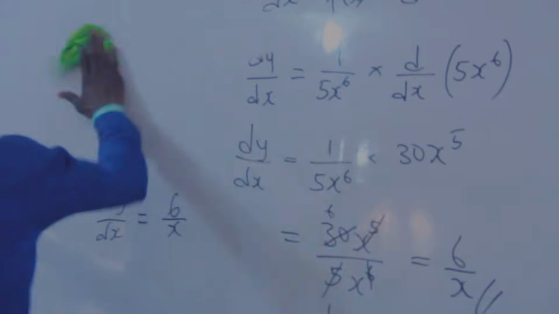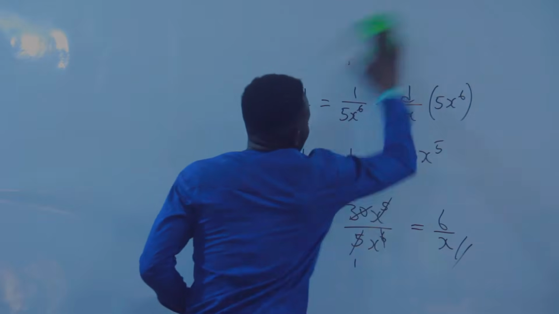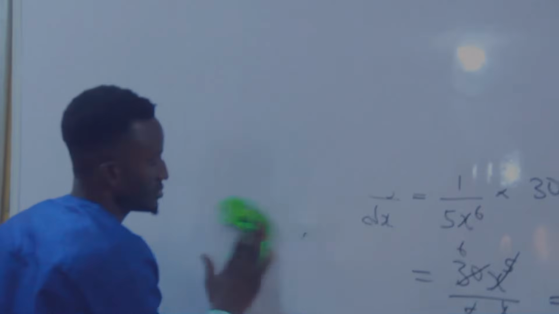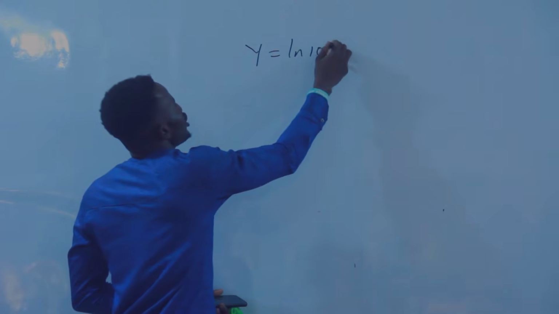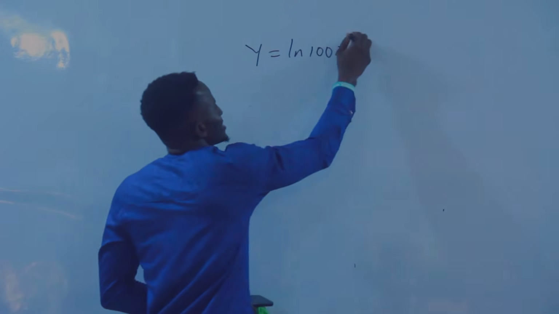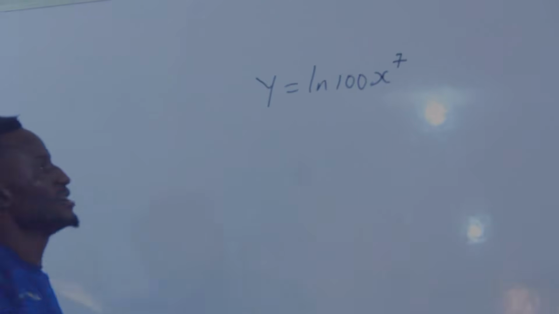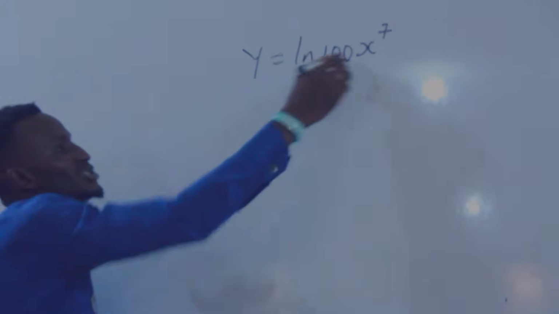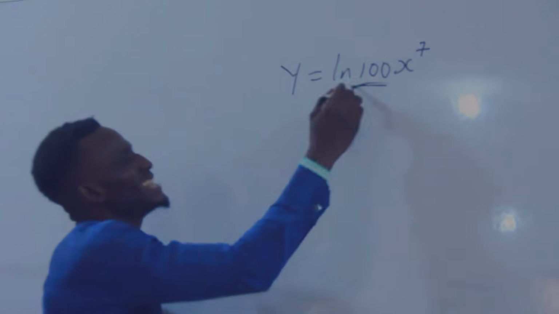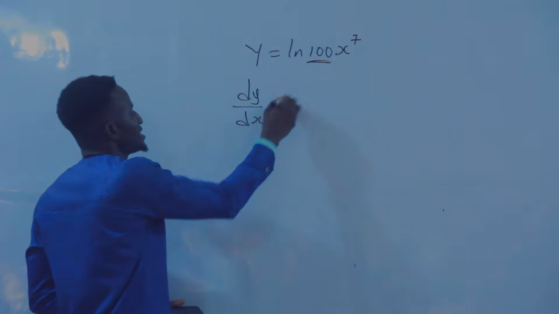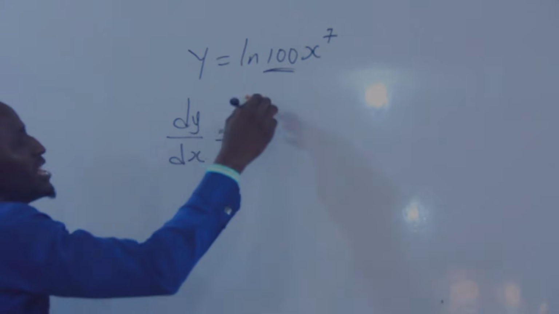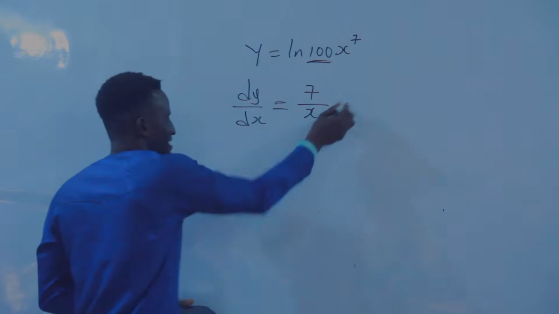Now, let me show you another example. If you are given y equal to ln, let me even use 100x raised to power 7. With this, some people may panic because of this 100. Regardless of the number that is here, the shortcut still holds. So therefore, dy/dx of this question will be equal to the power of the x, which is 7, over x. This is the final answer.